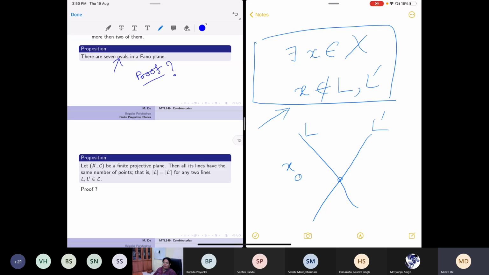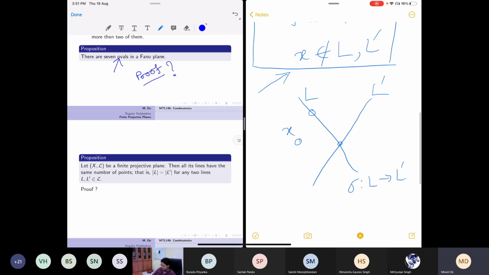So I hope all of you know bijection. What I am going to do is make a bijection from each of the elements of L to each element of L dash. So I am going to map it. Let's say that mapping is phi. So it maps L to L dash.